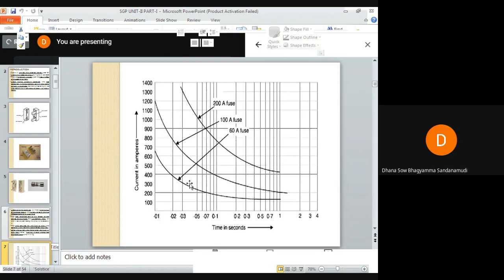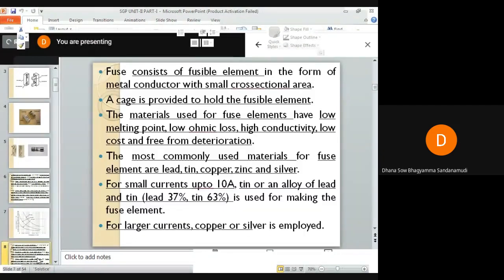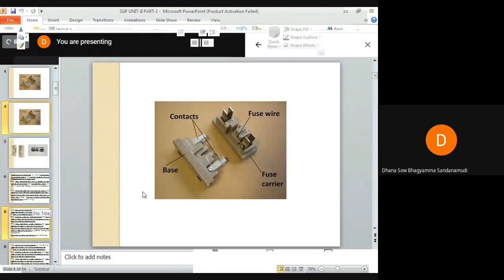Okay, so if you see here, this is the characteristics of a 60 ampere fuse. This is the characteristics of a 100 ampere fuse. This is the characteristics of a 200 ampere fuse. So you can see the inverse current with respect to time. Here in this diagram you can see that the fuse consists of a fusible element, that is this wire. You can see a wire here if you observe carefully.